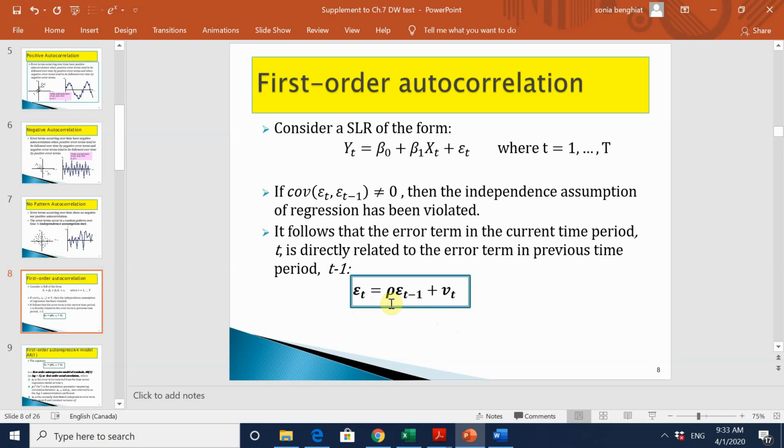E of t is equal to rho. So rho over here is a coefficient, not just any coefficient, it is the correlation coefficient for the population, okay? And that is multiplied by the previous error term, plus this now new error term that we define. This is now the new error term that will define the original error term. This new error term, call it nu of t.